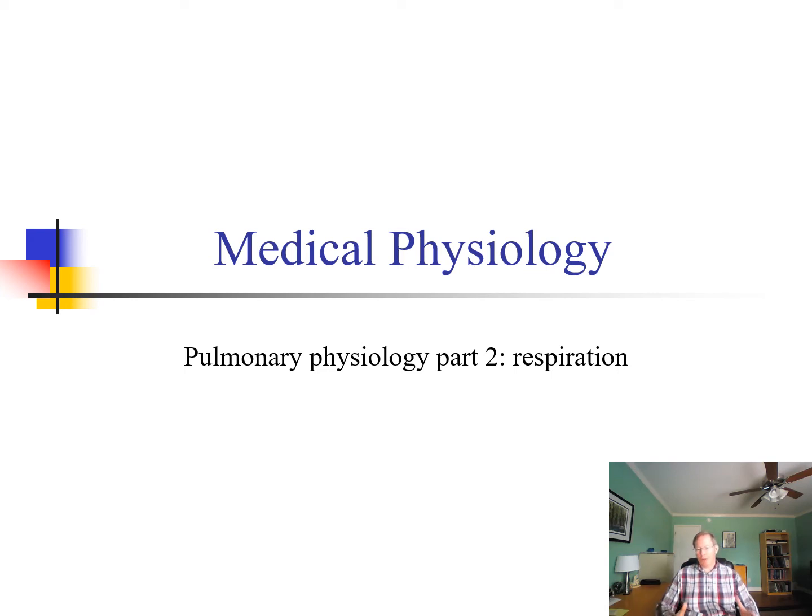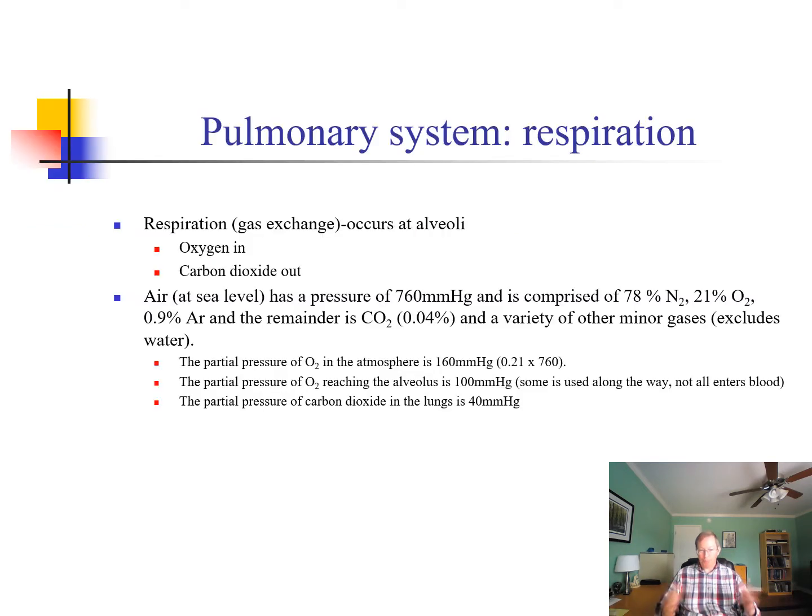We talked about in the first part of pulmonary physiology about the anatomy of the lungs and also the process of ventilation and some of the influences related to that. This time we're going to talk about the gas exchange or respiration. Now, as you remember, we talked about this occurring at the alveoli. Oxygen is going to come into my body and carbon dioxide is going to go out. Those are necessary exchanges in order to have aerobic metabolism.